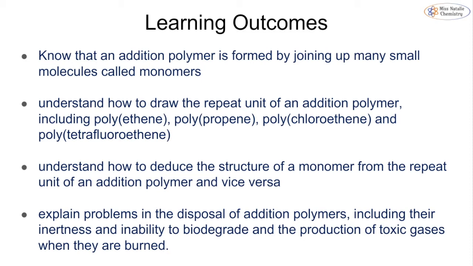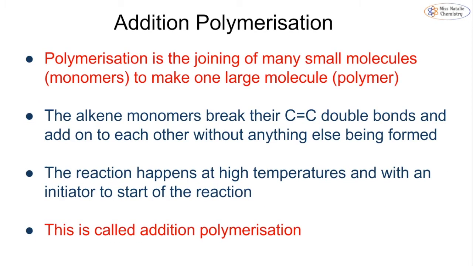Be able to deduce the structure of a monomer from a repeat unit and vice versa, and then explain the problems with the disposal of addition polymers, so being able to go into some detail about their inability to biodegrade and what happens when we incinerate them. And as usual, we'll finish off with some past paper questions.